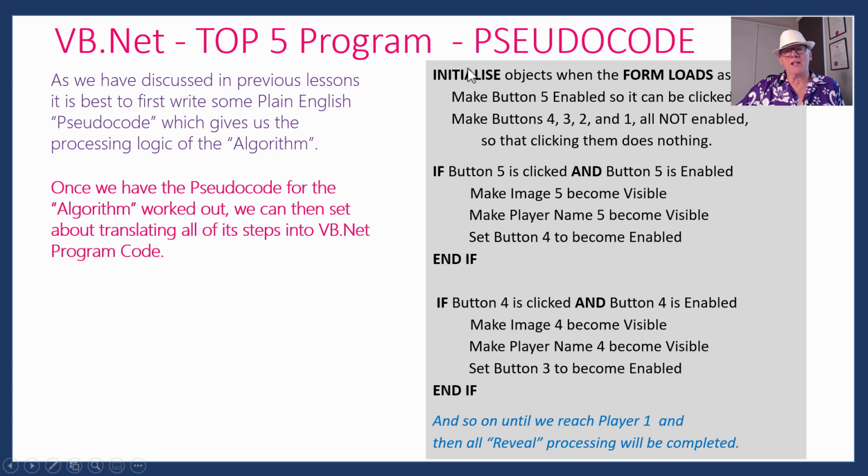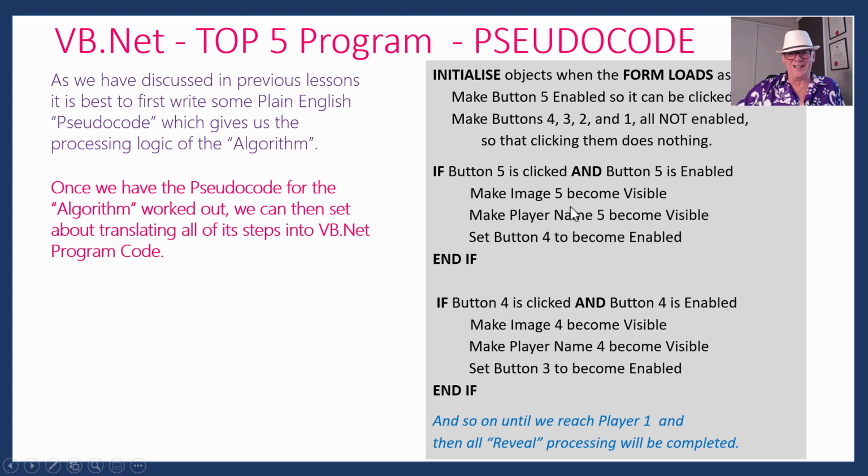So when the program starts up and the form loads, we want to initialize the object so that button 5 is enabled, so people can click that, but the other buttons are not enabled. So 4, 3, 2, and 1, we need them so that if people click on them, nothing will happen, okay? They've got to click 5. So if button 5 is clicked, and of course it is enabled, then we make image 5 become visible, we make the player name 5 become visible, and then we've done 5, so now we can set button 4 to become enabled so that the person is now able to click 4.